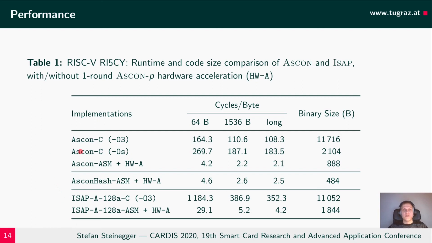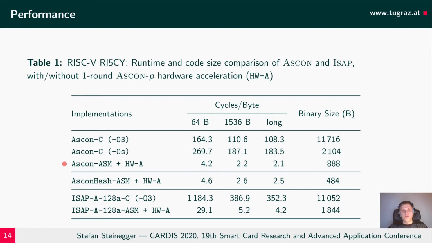And we can see that in terms of speed, this Ascon C implementation compiled with the -O3 flag results in 164 cycles per byte for short 64-byte messages, which then gets down to about 108 cycles per byte for long messages.